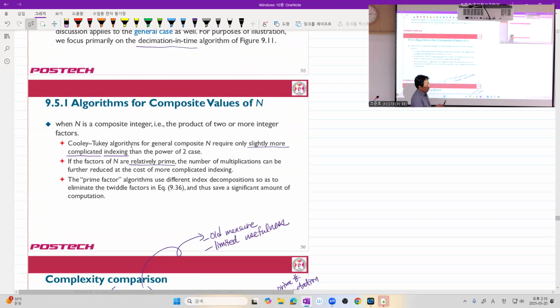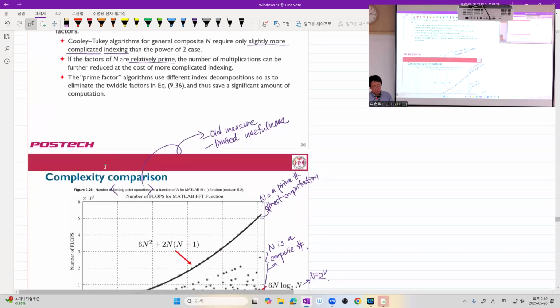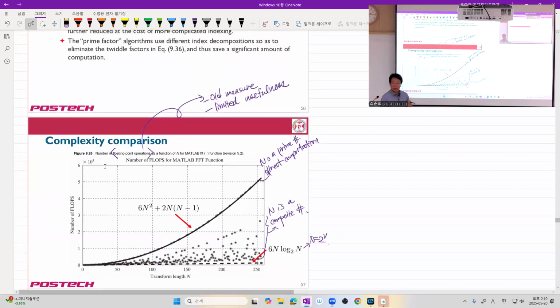So as you've seen, when the number of points N is a composite number, which means a product of some numbers, 2 numbers or 3 numbers, and especially when N is a product of prime numbers, it is cheaper. If N is itself a prime number, that is the worst case. Here is the so-called number of flops.